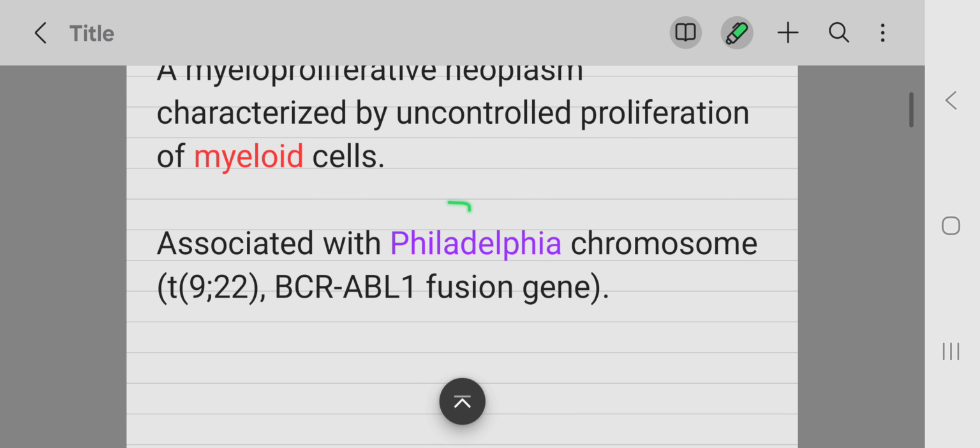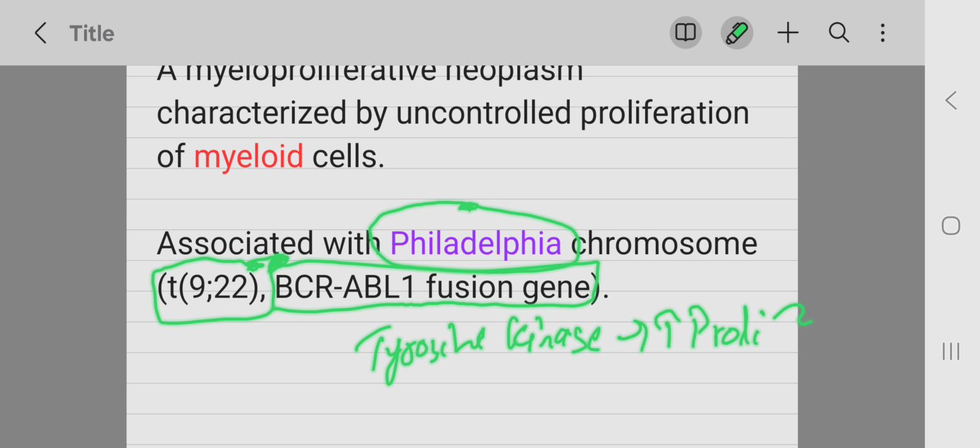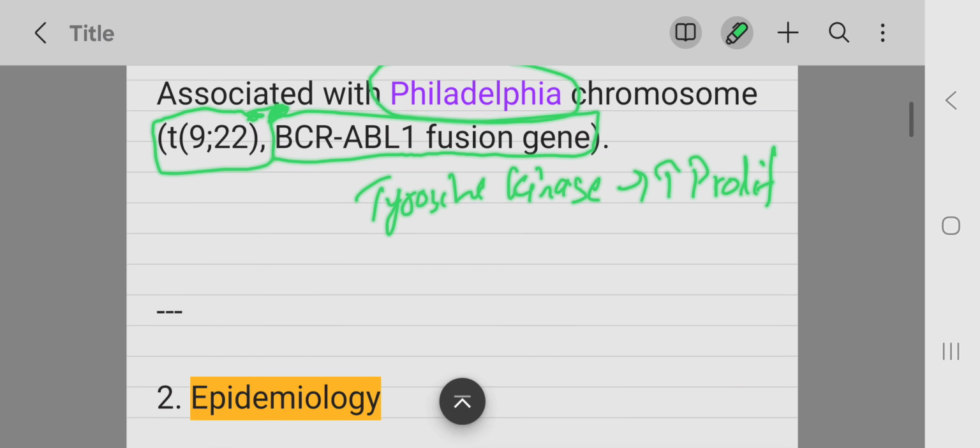It is typically associated with the Philadelphia chromosome, that is the t(9;22) translocation, leading to formation of the BCR-ABL1 fusion gene. And when this fusion gene is formed, it has tyrosine kinase activity, and it leads to increased proliferation of the myeloid series.